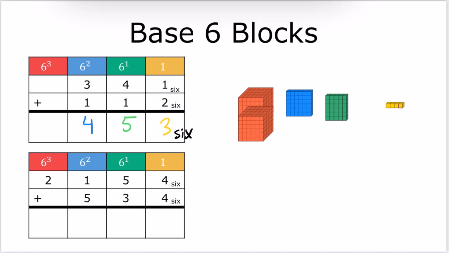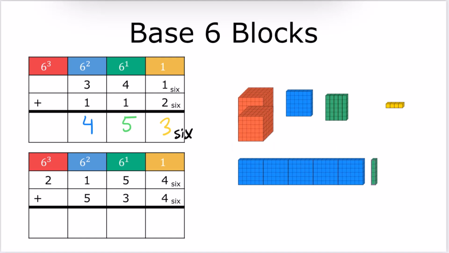Then for my second number, 534 base 6, I would have 5 of my plates. So here's 1, 2, 3, 4, 5. Then I would have 3 of my rods. So here's 1, 2, 3. And then I would have 4 unit blocks. So here's 1, 2, 3, 4.